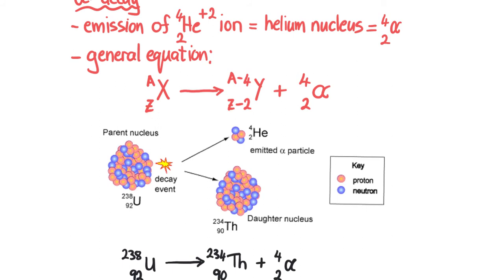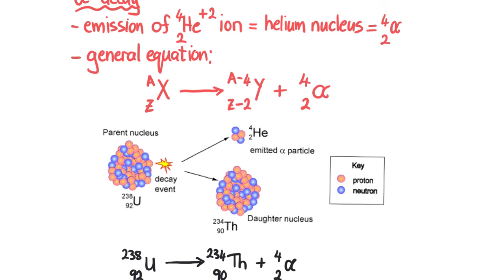So we can see here that A becomes A minus 4 plus 4, and when you add those together it gives you the A, so there is a conservation there of the mass number. With alpha decay, we see that there's also a conservation of the atomic number, because Z minus 2 plus 2 gives us Z. So here's an example.